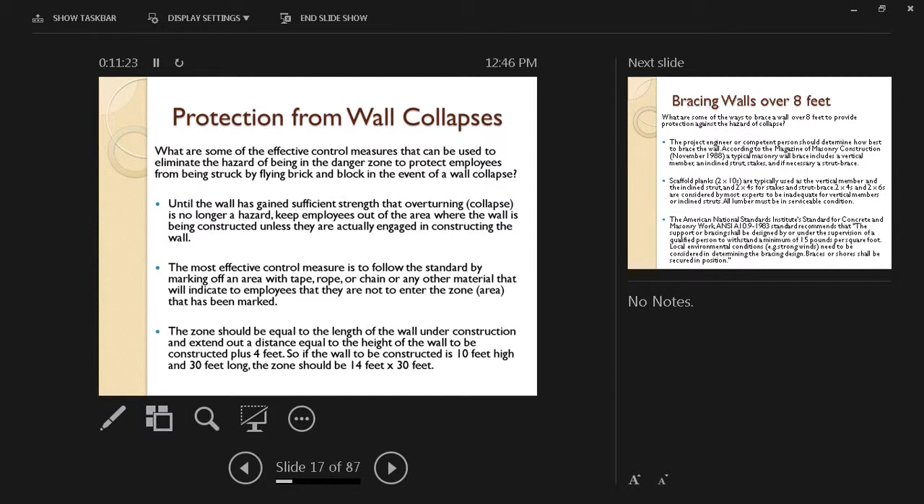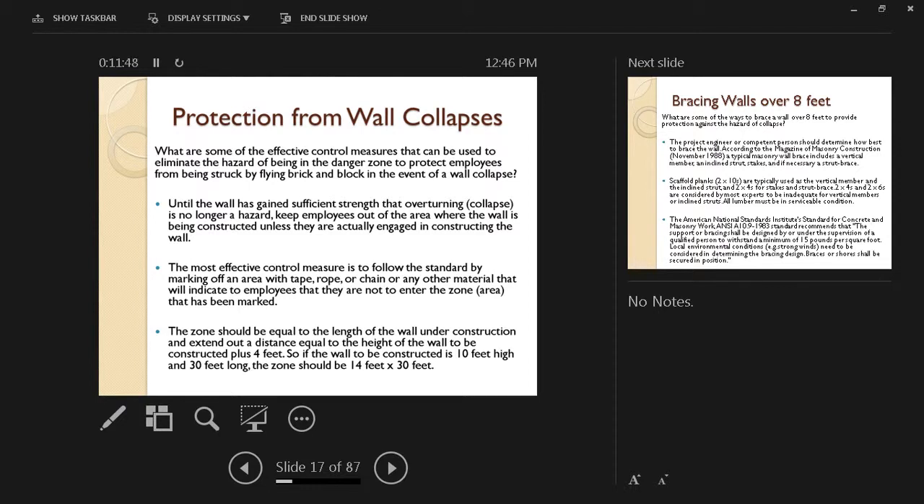The most effective control measure is to follow the standard by marking off an area with tape, rope, or chain, or any other material that will indicate to employees that they are not to enter that zone or area that has been marked. This is what we call a limited access zone. In this case, only the masons who are constructing that wall are allowed in this area. Outside that marked area, people can work, but inside it, only the masonry crew constructing this wall.